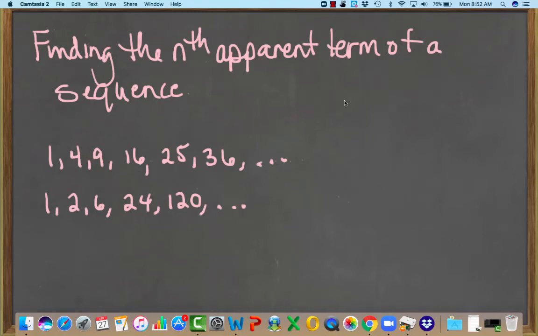Today we'll be working on finding the nth apparent term of a sequence. In these problems, they are actually going to give us the sequence of numbers, and we are supposed to come up with the formula to find the nth term. One of the things you're going to need to keep in mind is there are some special sets of numbers that are pretty common in these problems.